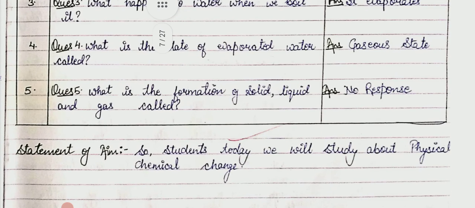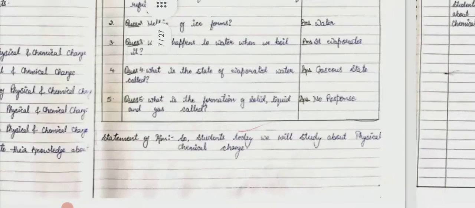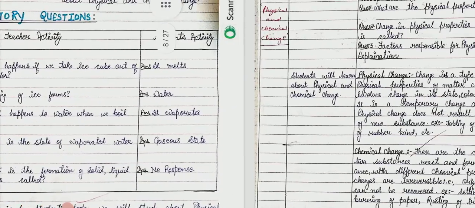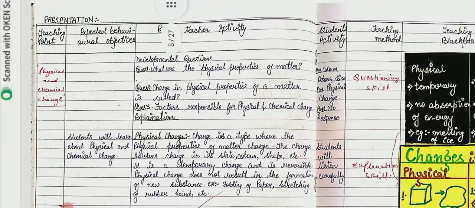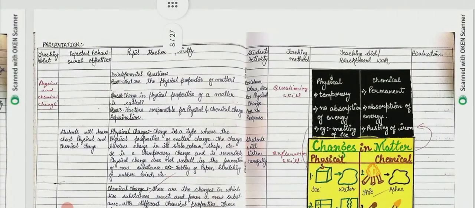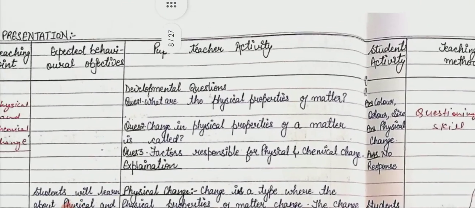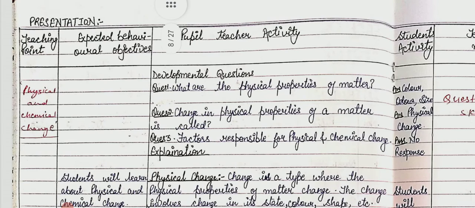Now after these questions we give our statement. So students, today we will study physical and chemical change. After that, we start our presentation. This is our whole presentation table. Now, the first column is teaching point.